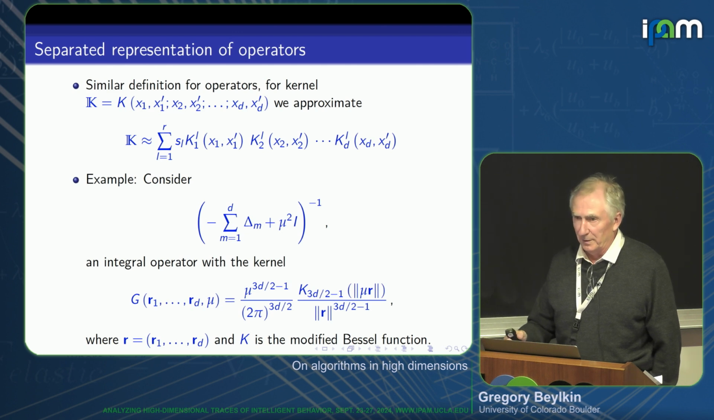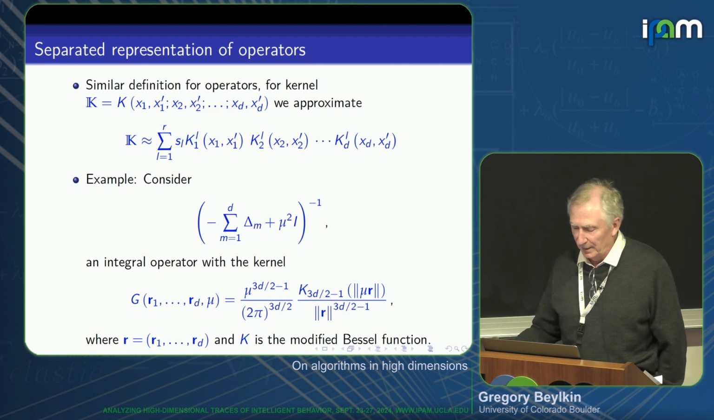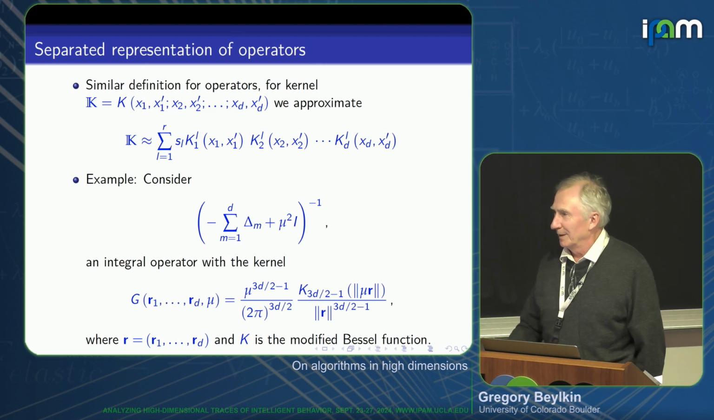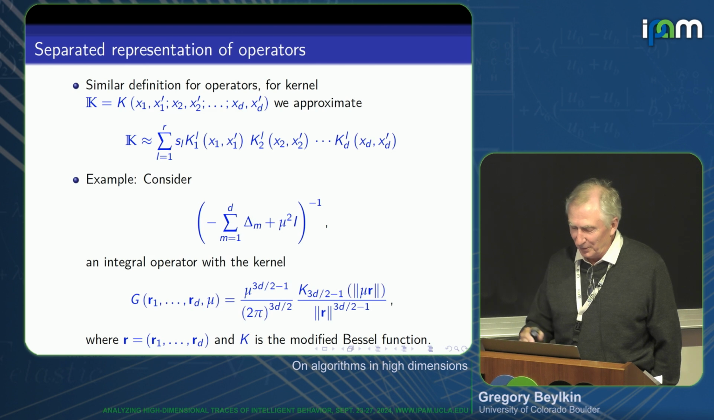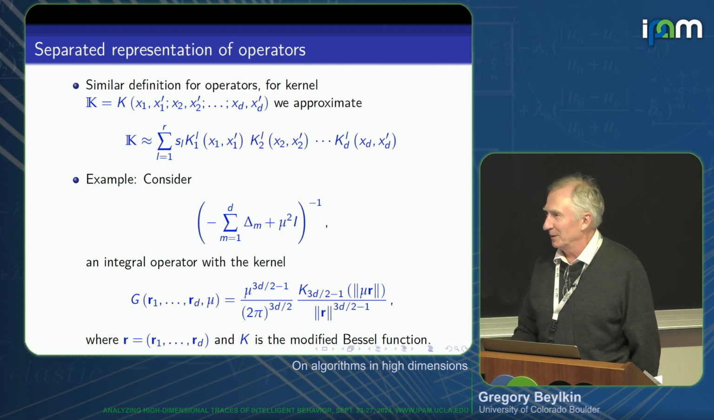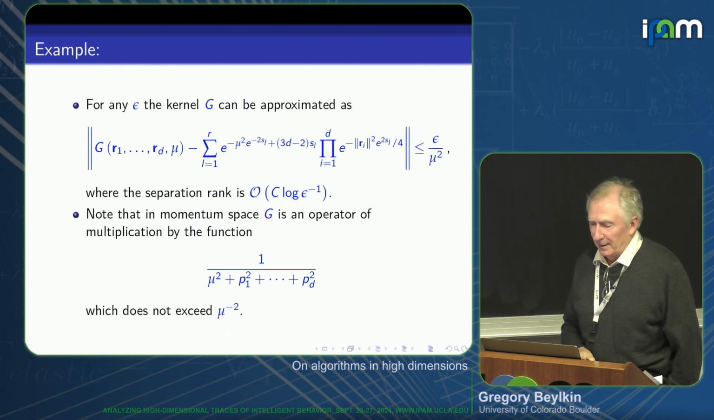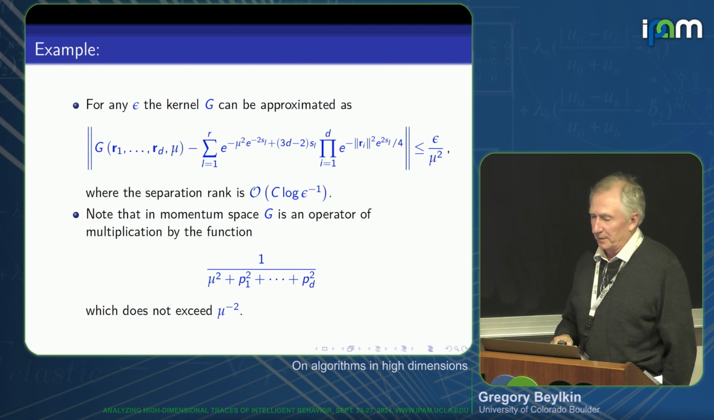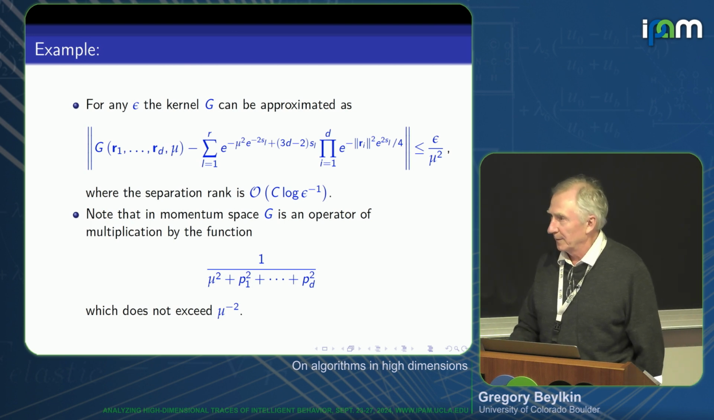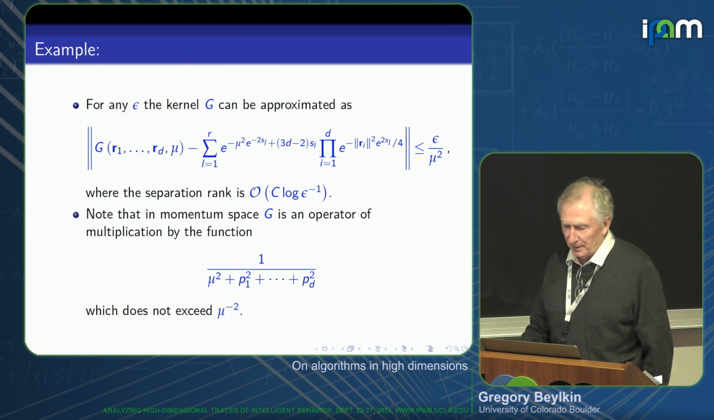And I don't know whether you have a picture in your head of Bessel K functions, but ignore that, just look at the denominator. It's an extremely singular function, very unpleasant. Yet, you can approximate this function with a sum of products where the number of terms is logarithmic in the accuracy you want.